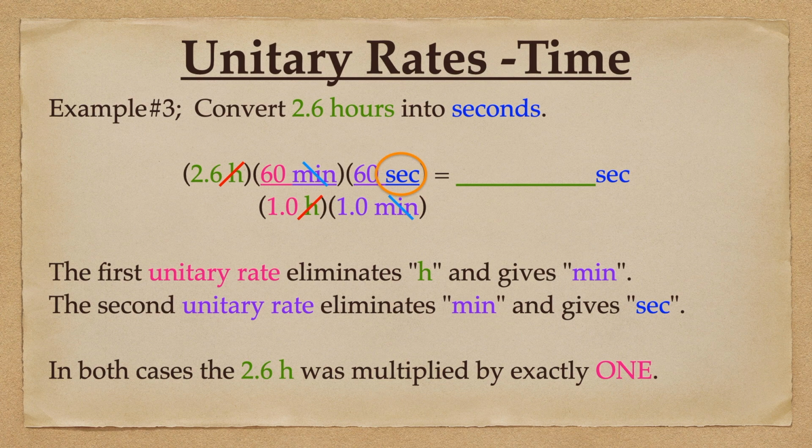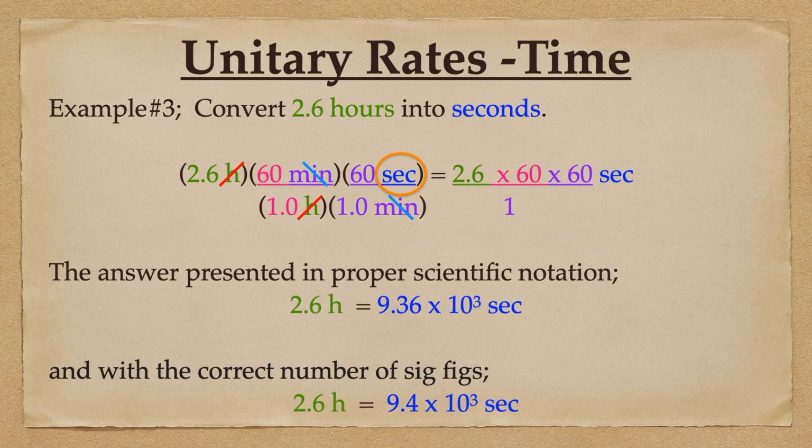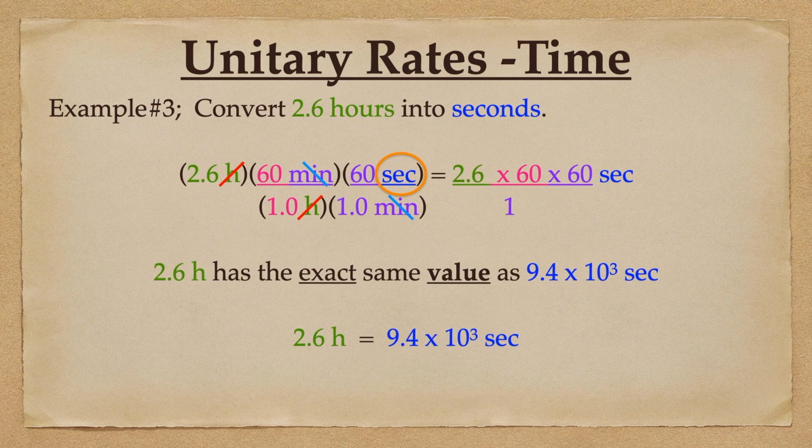The mathematics will simply be 2.6 times 60 times 60, but in both cases, the 2.6 hours was multiplied by exactly 1. The answer presented in proper scientific notation then becomes 9.36 times 10 to the 3 seconds. That is 9,360 seconds. However, the original number only had 2 significant figures, so in the correct number of significant figures, 9.4 times 10 to the 3 seconds. That now has exactly the same value as 2.6 hours.